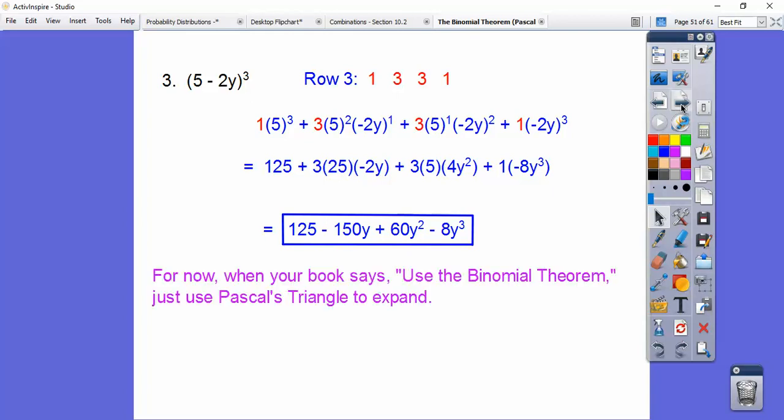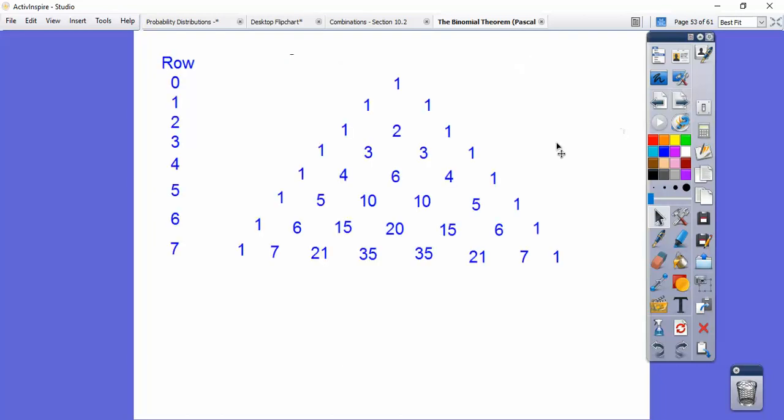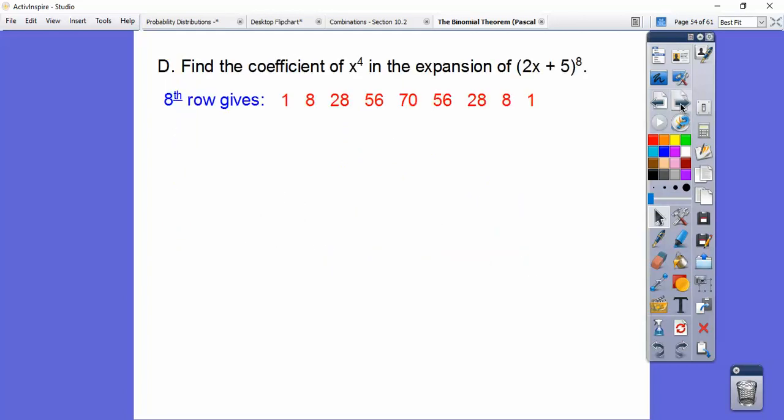All right, so now your book is going to say use the binomial theorem to expand, you guys. Just use Pascal's triangle for now. We'll do binomial theorem stuff more second semester. All right, so find the coefficient of x to the fourth in the expansion of 2x plus 5 to the eighth. Here's Pascal's triangle. We went down to row 7. So row 8 is going to be 1, 8, 28, 56, 70, 56, 28. I'm just adding these numbers, 8 and 1. So there's row 8 right there.